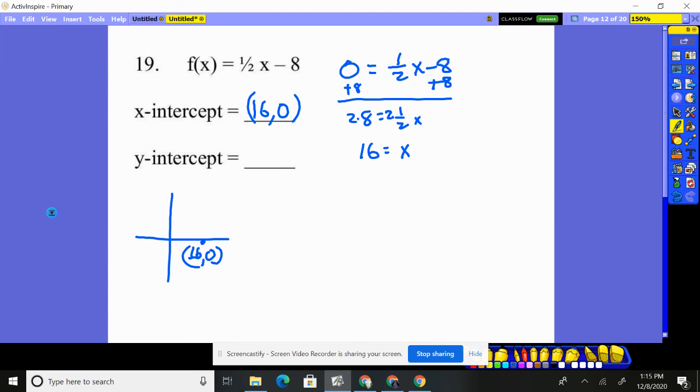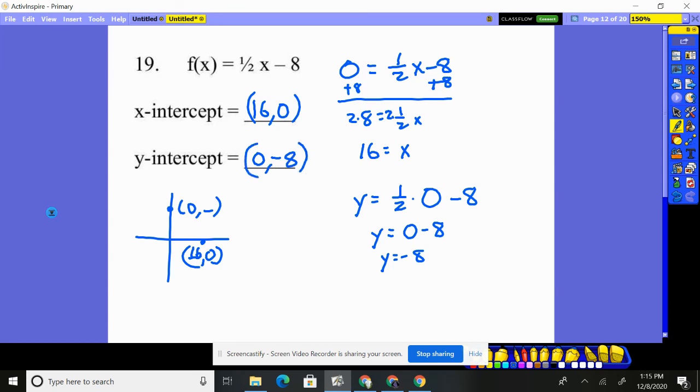Y-intercept, well, I've gone over none, up something, so the x is 0. So y equals 1/2 times the x is 0 minus 8. 0 minus 8, y equals negative 8. The x is 0, the y is negative 8, and there I have my y-intercept.